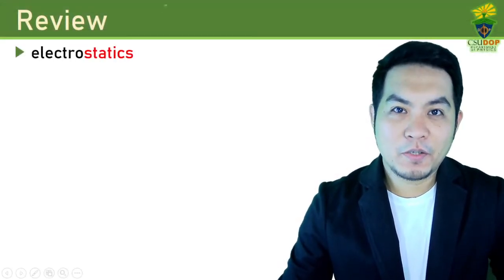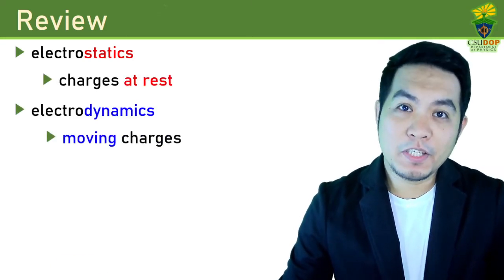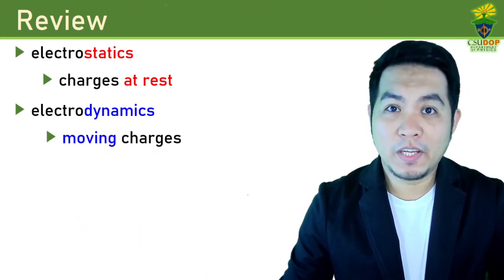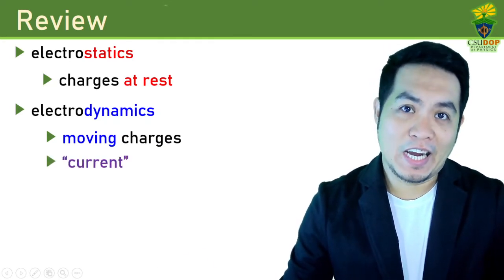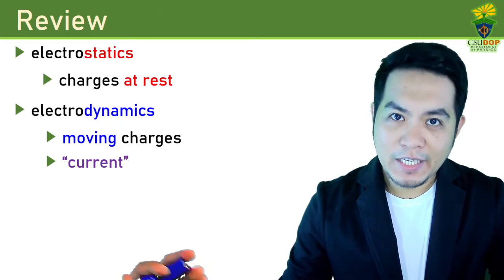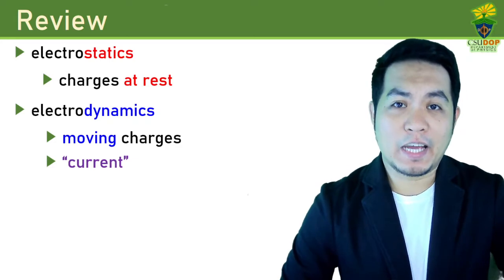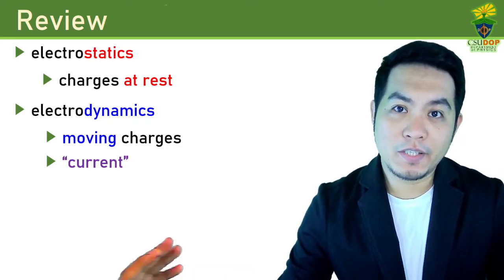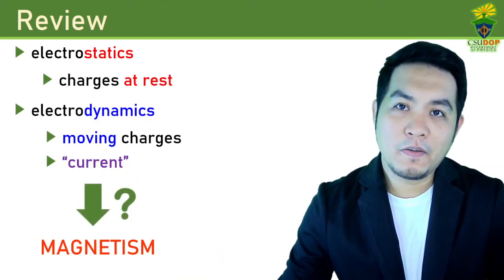So far, we have discussed electrostatics, which deals with charges at rest. And in the previous chapters, you started discussing electrodynamics, or moving charges, which essentially creates what we call current. Now, we are on the heart of electrodynamics, which deals with the consequence of moving charges, or current. And that consequence is a phenomenon called magnetism.